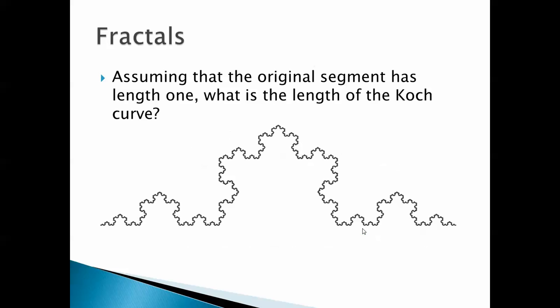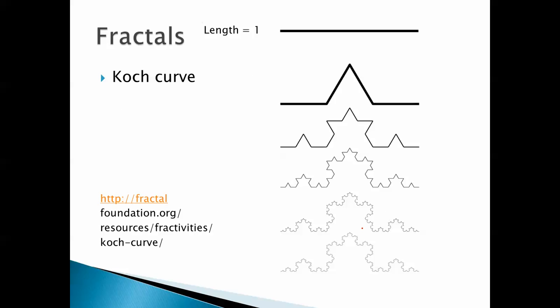Now my question is, assuming that the original segment has length 1, what is the length of the Koch curve? Well, the original segment has length 1. What's the length of this next stage? Well, each segment has length 1/3, because the original one had length 1. Why is each of these a third? This is an equilateral triangle, and in an equilateral triangle, the edges have the same length. We know that this is the middle third, so this and this must have the same length as the bottom edge. So this is a third, a third, a third, a third. In other words, the length of the Koch curve at this stage is 4/3.